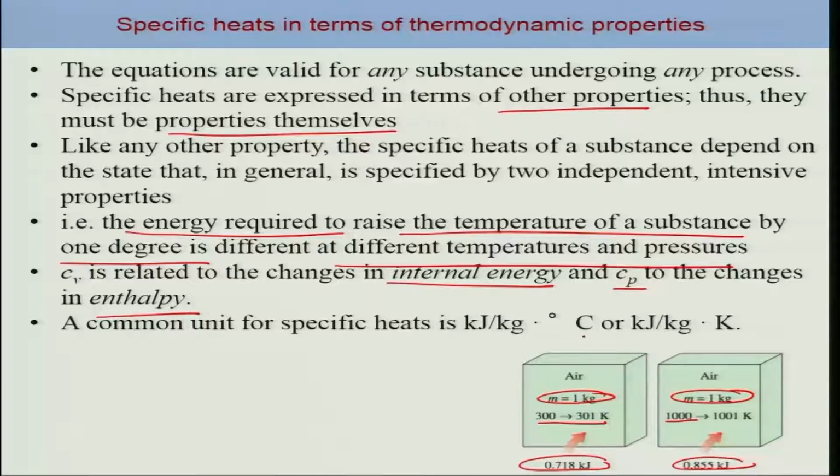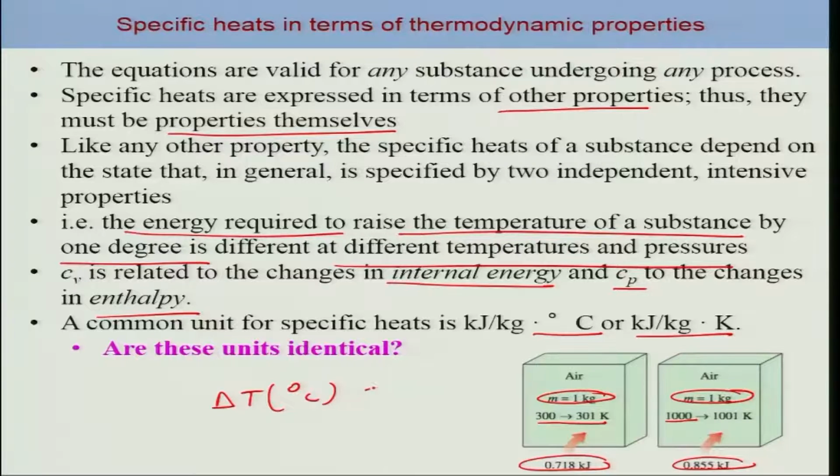Now what are the units? The units are kilojoules per kg per degree Celsius or kilojoules per kg per Kelvin. Are they the same? The answer is yes, they are identical. The reason is that delta T for degree Celsius is the same as delta T for Kelvin.